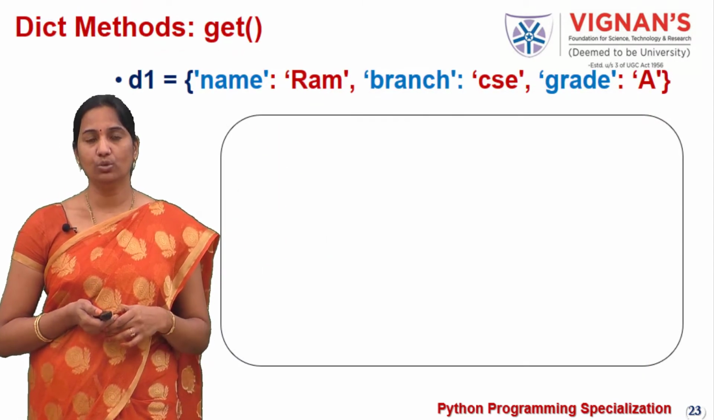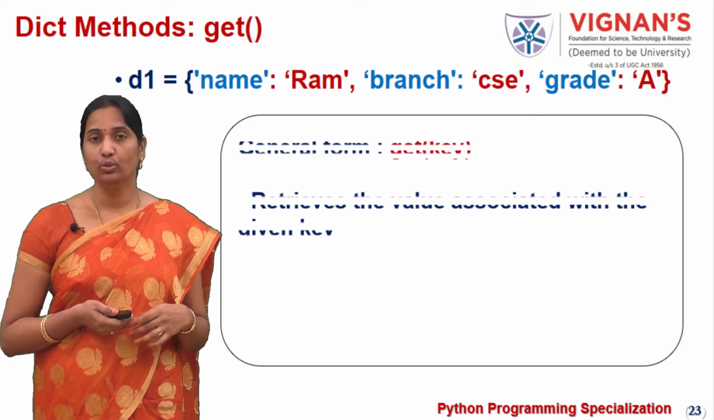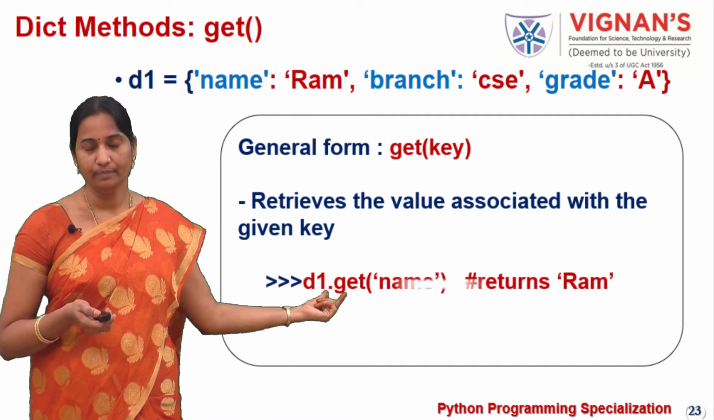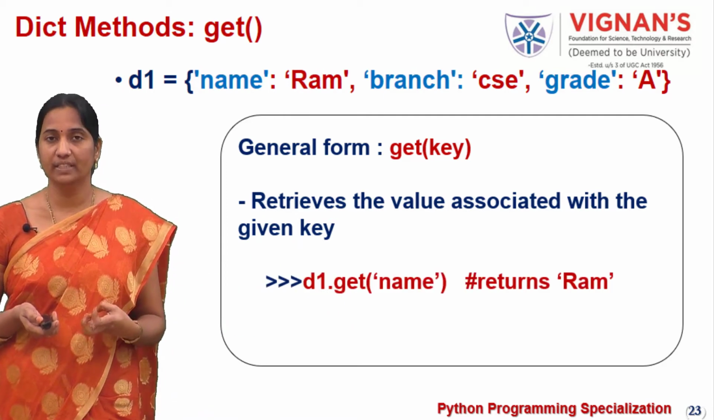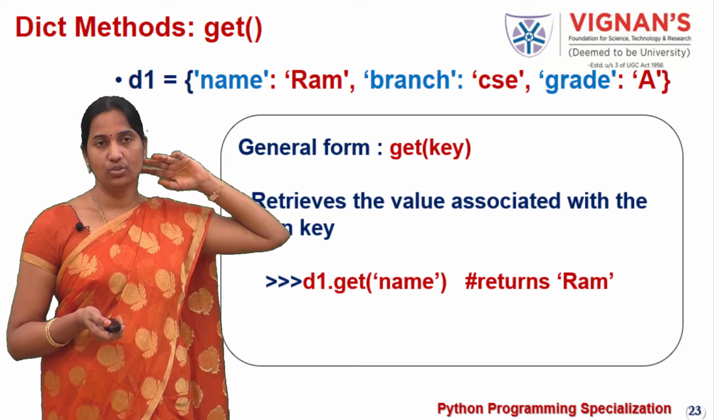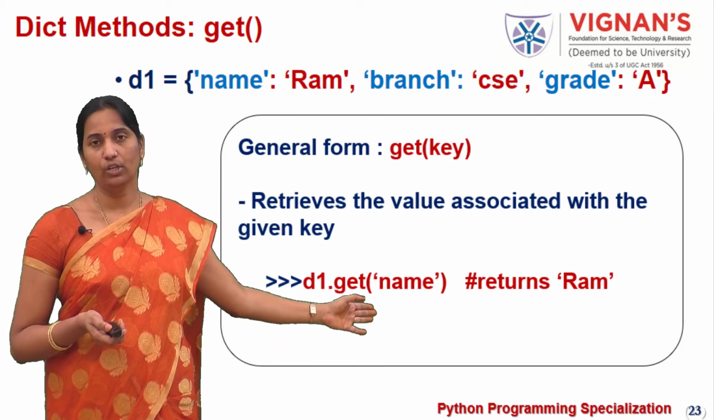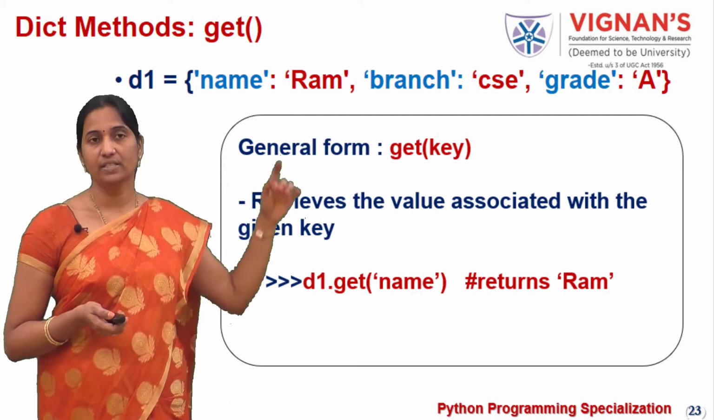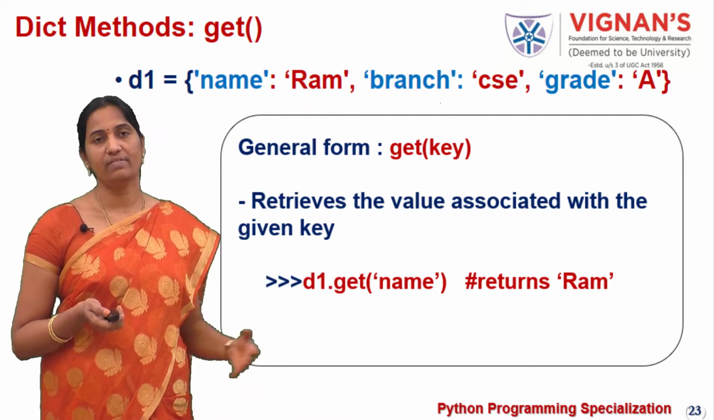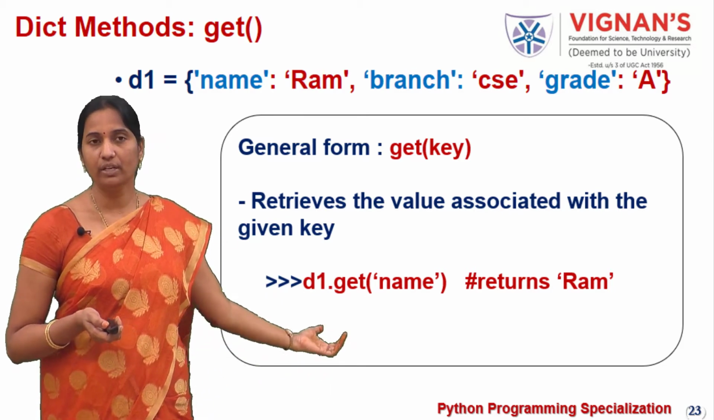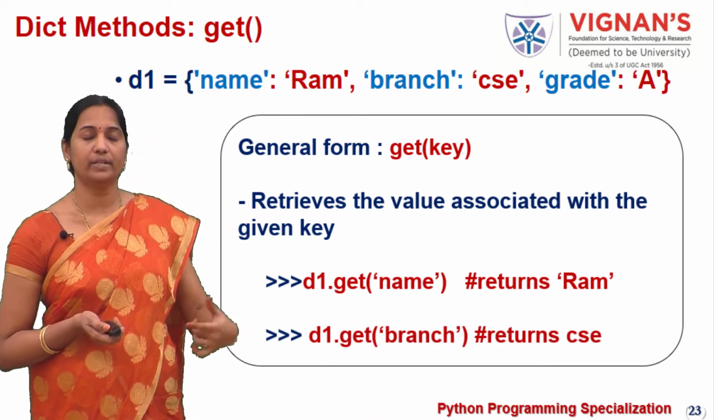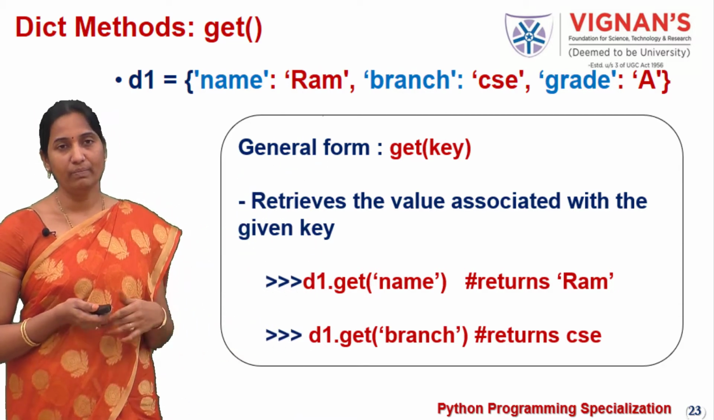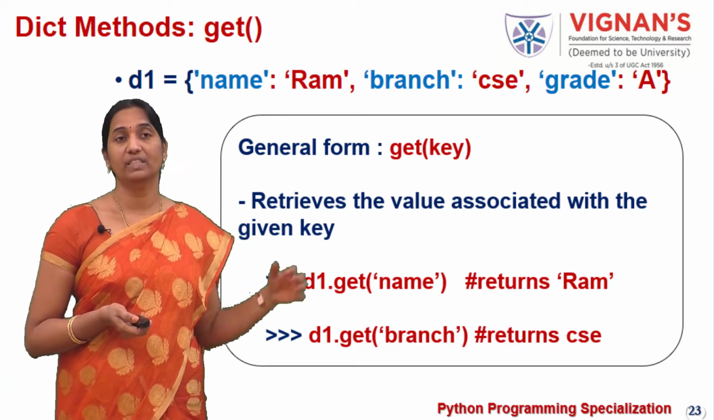Get method is basically used to retrieve a particular value associated with the key. Whenever you pass a particular key with the get method, it returns the value associated with the key. Here you can see D1 the dictionary, and I am accessing D1 dot get of name. In this case, name is already available in the dictionary and its associated value is Ram, so it returns the value Ram. And if you use D1 dot get of branch, in this case you are trying to retrieve the value associated with the branch. So that's how you can use get method to retrieve a value associated with the key.